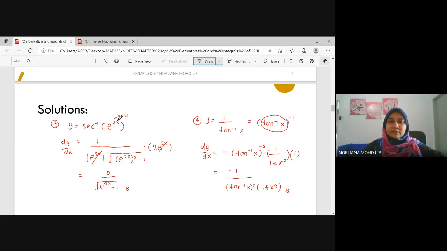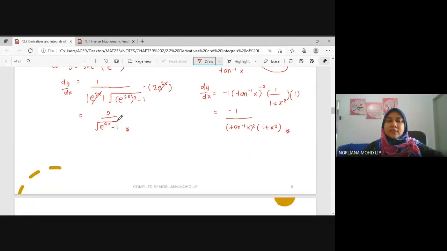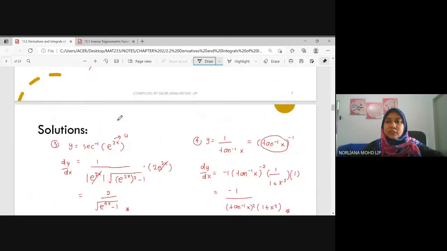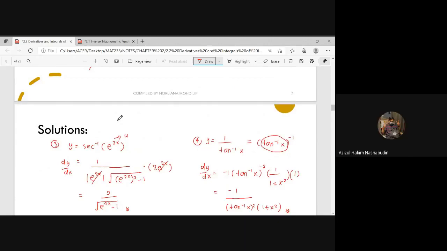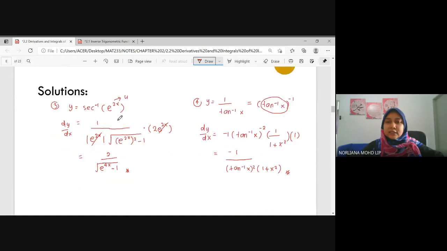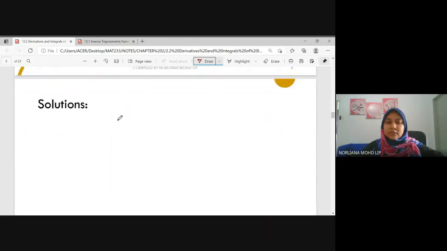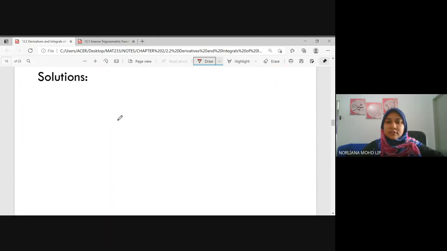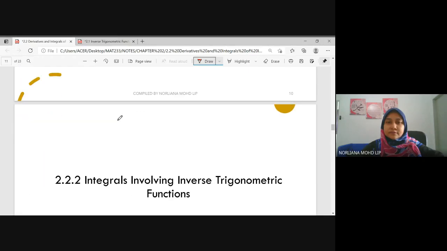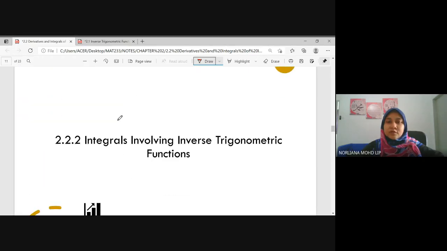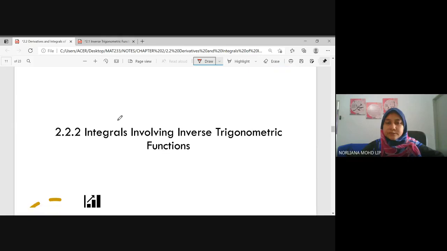Okay, ada soalan? Ada soalan tak ni? Differential of inverse trigo. Tak ada. Okay, last one. We proceed to the integrals. Okay, the integrals involving the inverse trigonometric function.